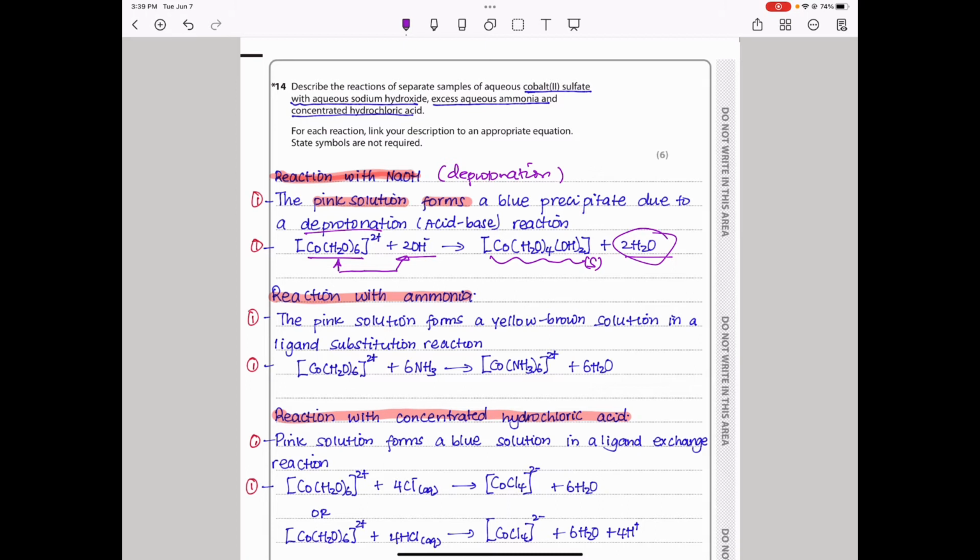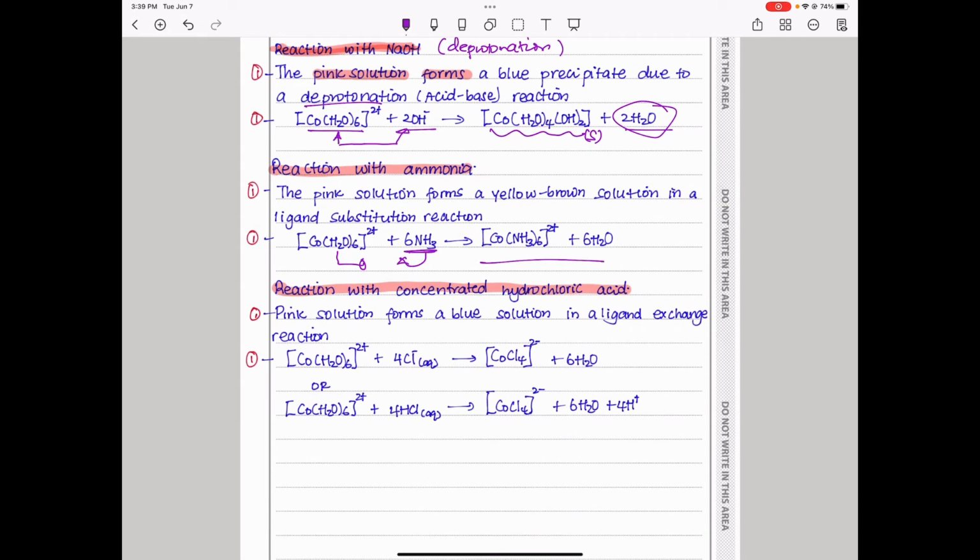The next part says a reaction with ammonia. Of course, when it reacts with ammonia, at first it could be deprotonation, but however they've said excess. So if it's excess, then here we're going to see a ligand substitution reaction. Remember, they said excess aqueous ammonia. That is ligand substitution. So here the pink solution forms a yellow-brown solution in a ligand substitution reaction. And then the reaction is going to be 6 ammonia ligands. So water is going to be kicked out as a ligand, and ammonia comes in to produce this.